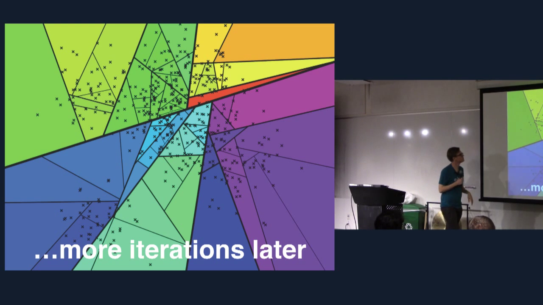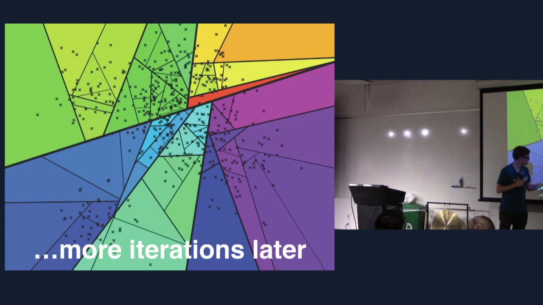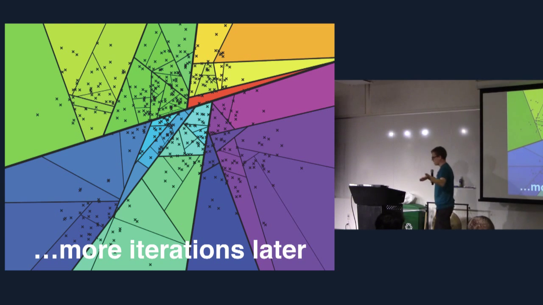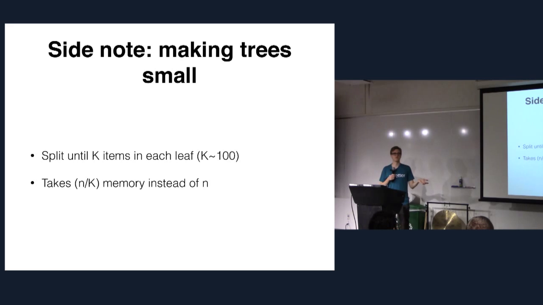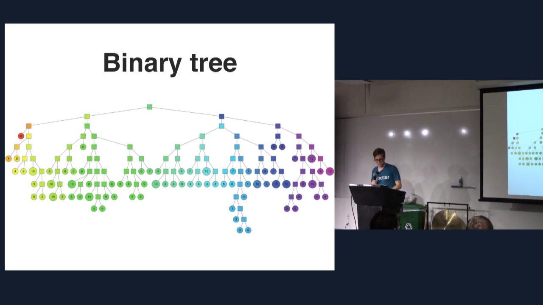It should be blue. Anyway, we keep splitting till we have k items left in each leaf. And the point is that the binary tree is a lot more space efficient that way. Right? So here's the binary tree.